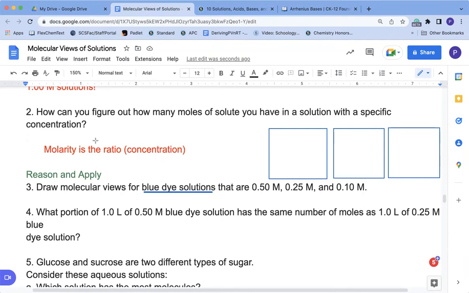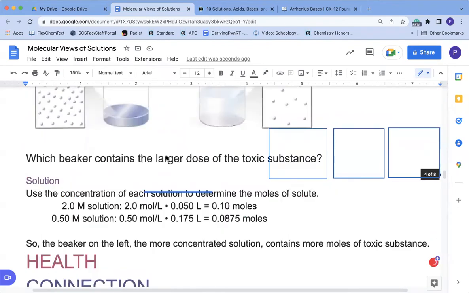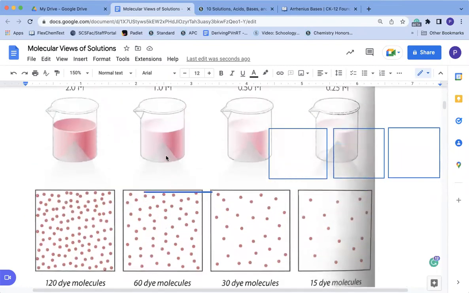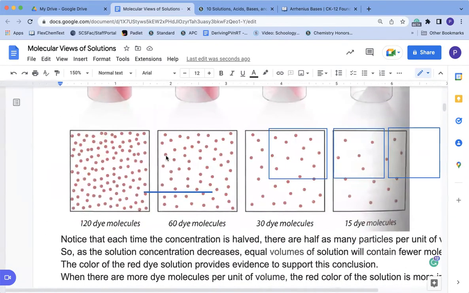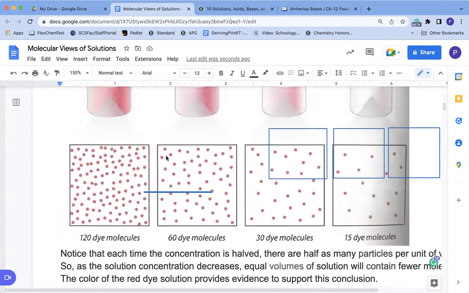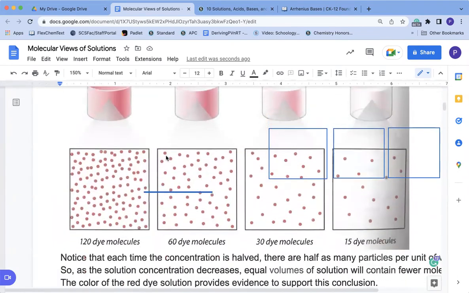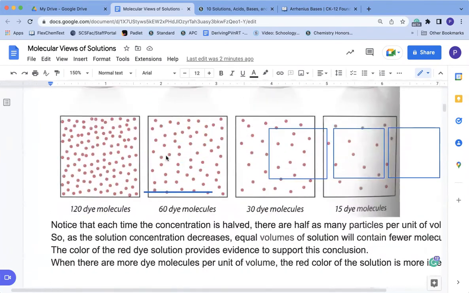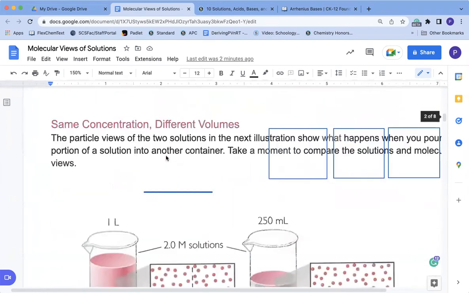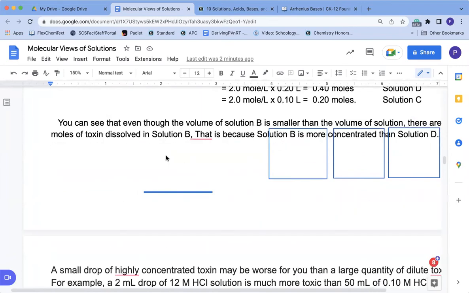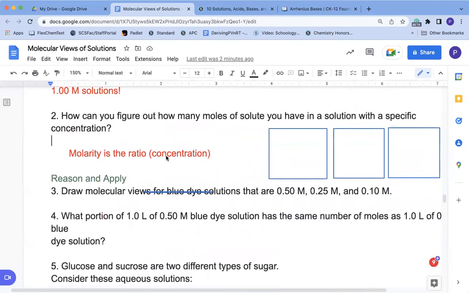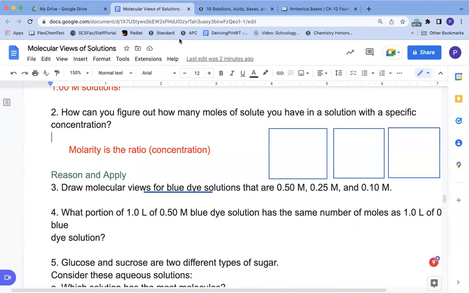Okay. So we go back and we look. This is how they did the red dye. They said, 60 dye molecules, 1 molar. My square's a little bit smaller, but let's go with the same proportions that they did. 2 molar, that's gonna be 120 dye molecules. 1/2 molar, that's gonna be 30 dye molecules. 0.25 molar, that's gonna be 15 dye molecules. So we better have 30 dye molecules in our first one, but you are going to be making 30 dots.